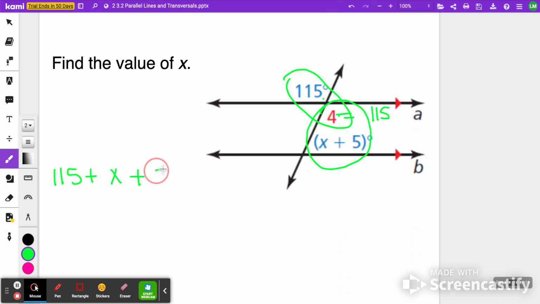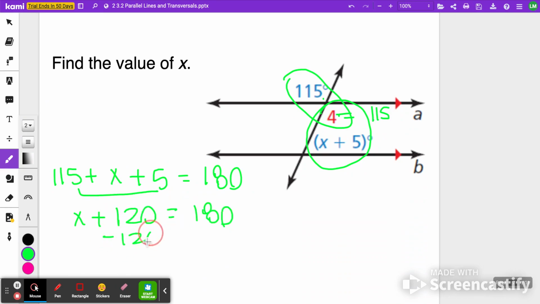115 plus x plus 5 equals the supplementary angle of 180 degrees. Combining like terms means I get x plus 120 is equal to 180. And then if I subtract 120 from both sides, x should be equal to 60 degrees. Okay?